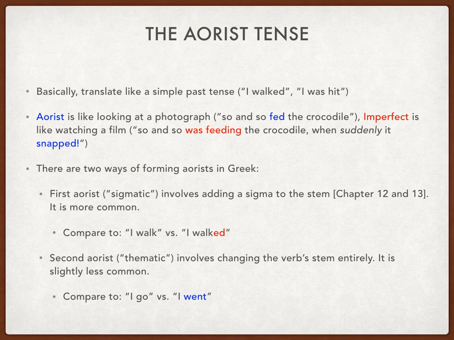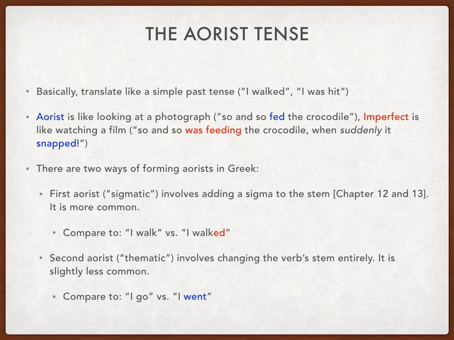The second aorist, however, the one we're going to focus on today, is much more complicated, or at least it looks like it at first. The second aorist, or what we sometimes call the thematic aorist, involves changing the verb stem entirely when it goes into the aorist tense. It's a little bit less common. The first aorist is a little bit more typical in Greek, but you will see enough second aorists that you do want to be very familiar with how this goes.